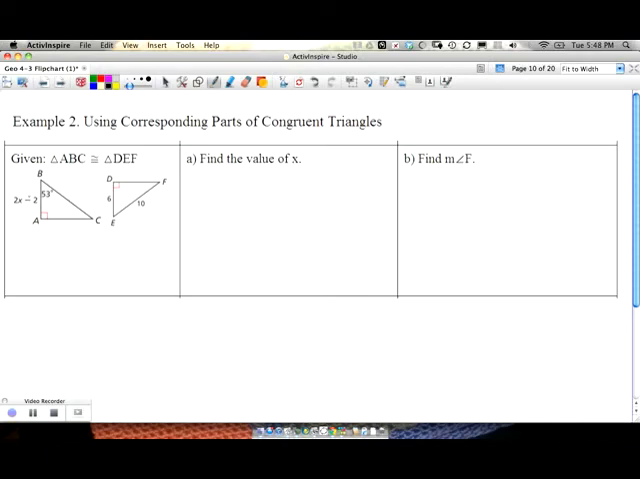Let's try this one. Okay, so let's find the pieces that match. I got AB here, and what would that match on the other one? It looks like that would match. How about let's color code these. The blue AB and the blue DE are the same because I got AB and DE. So that means that 2x minus 2 is equal to 6. So I'm going to add 2, add 2. 2x equals 8. X equals 4. That was fast.